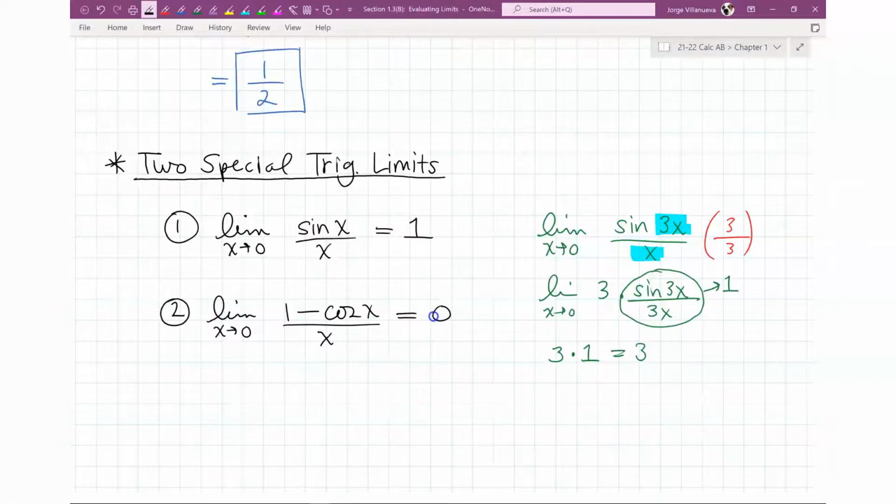Now, the squeeze theorem. This is the last thing we got to talk about.